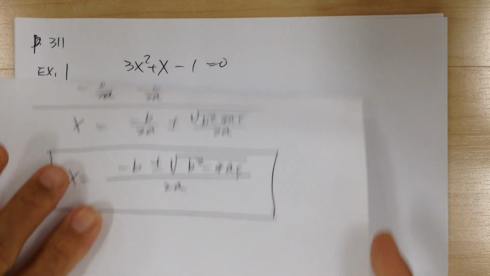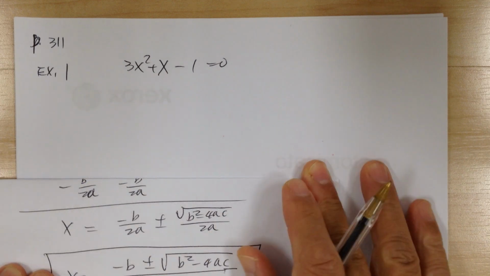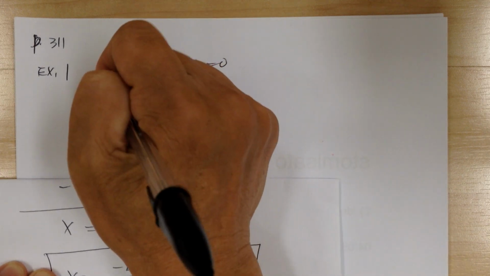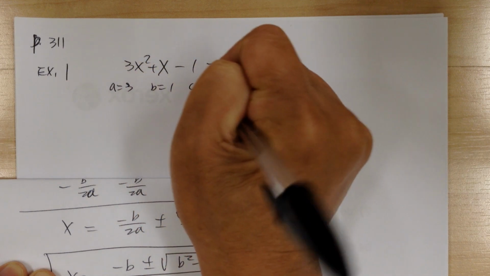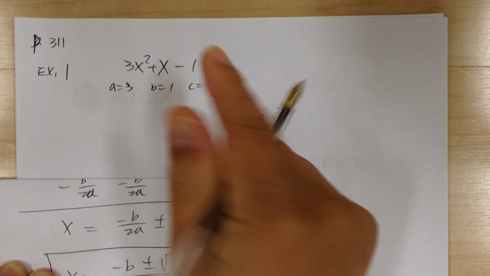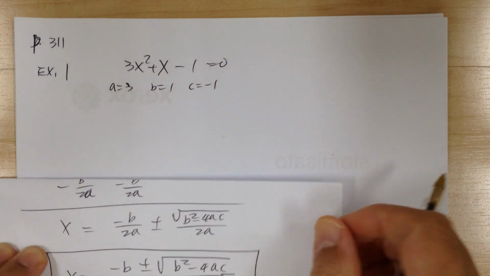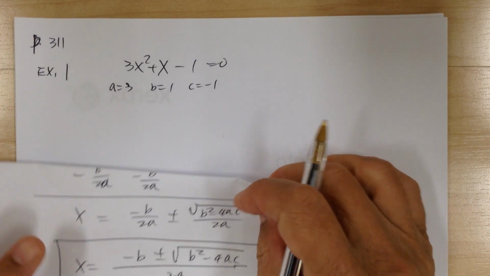Okay, so here's a formula that we can use. But first we need to identify the a, b, and c. So a equal to 3, b equal to 1, c equal to negative 1. Okay, so that's your a, b, c. So now we can bypass all these steps of completing the square. We can just go and use this formula right away.